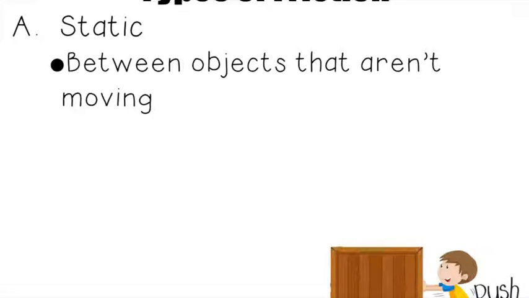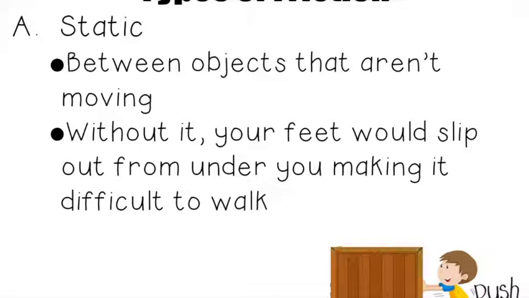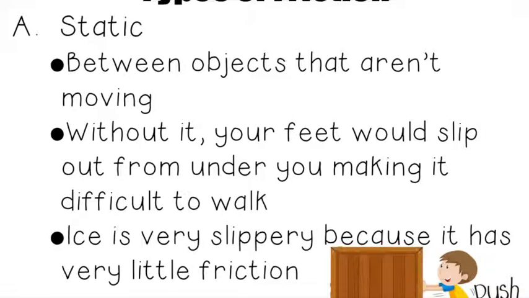So the types of friction: we have static, that occurs between objects that aren't moving. Without it, your feet would slip out from under you, making it difficult to walk. Ice is very slippery because it has very little friction. That first example was the force applied to the box causing no movement.